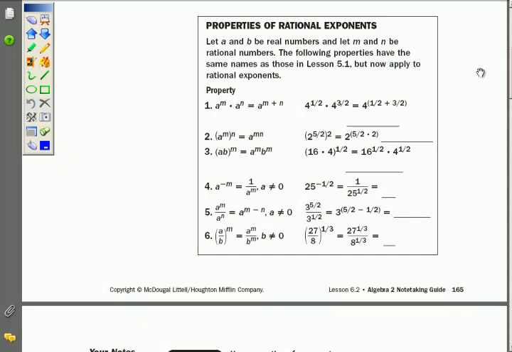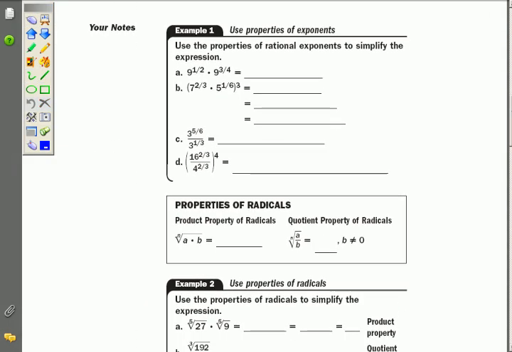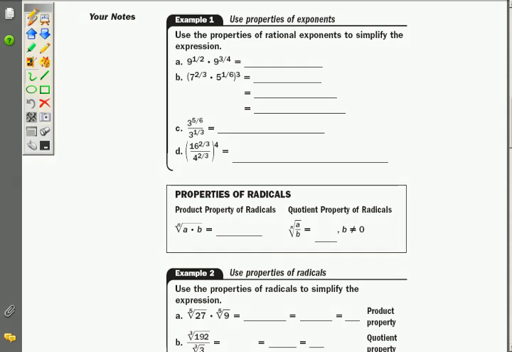Excellent. Let's take a look at how that actually works in the real world in some of these examples. In example 1, 9 to the 1/2 times 9 to the 3/4. Well, I have 9 to the 1/2 power plus 3/4 power. The biggest problem here is adding those fractions up. Maybe use the fraction button on your calculator, or turn them into decimals and back to fractions, whatever you want to do.